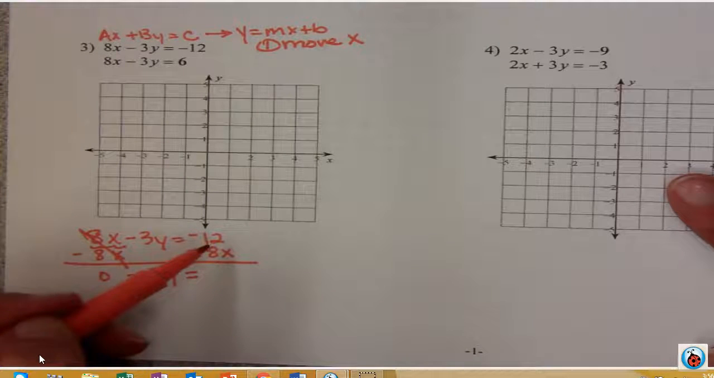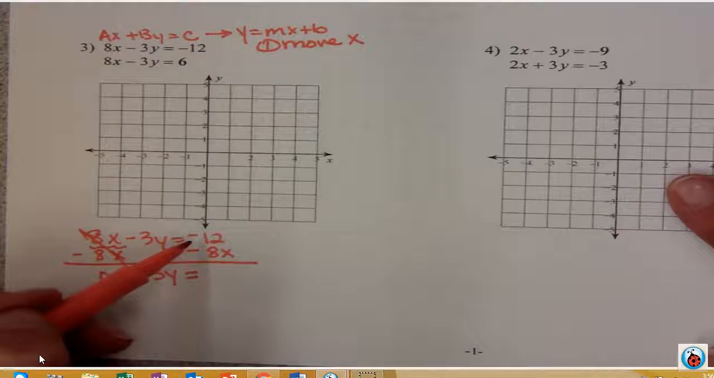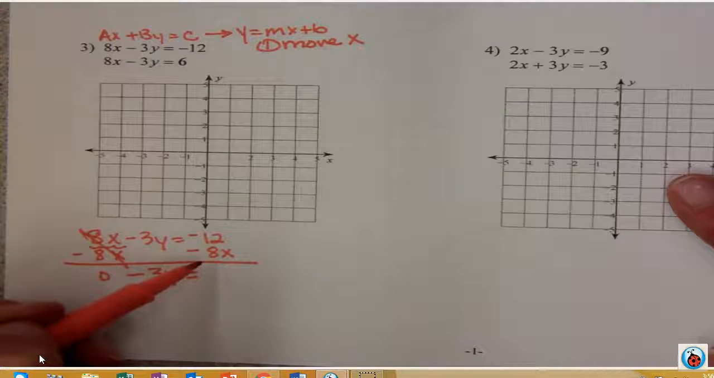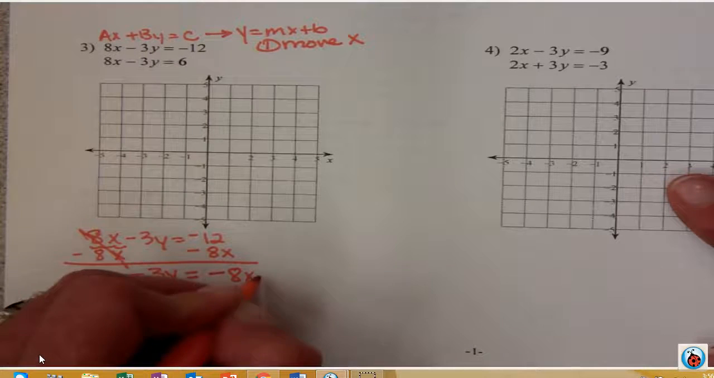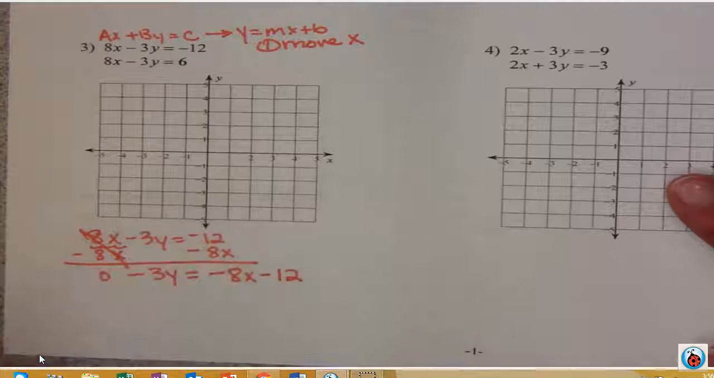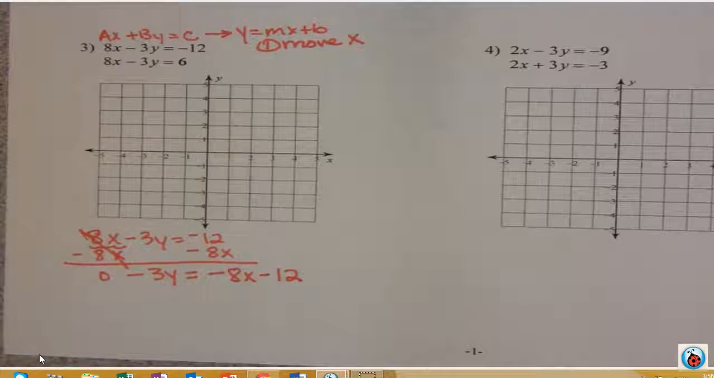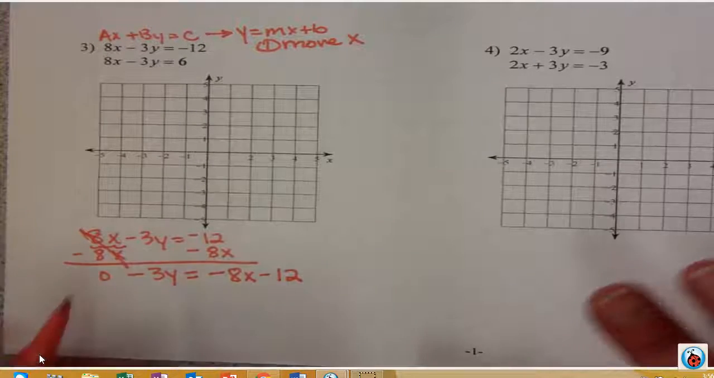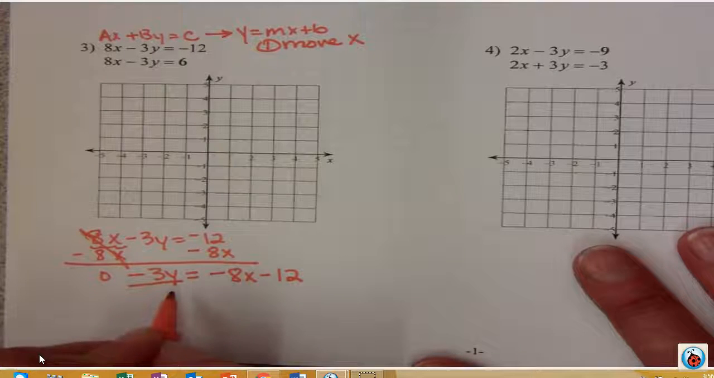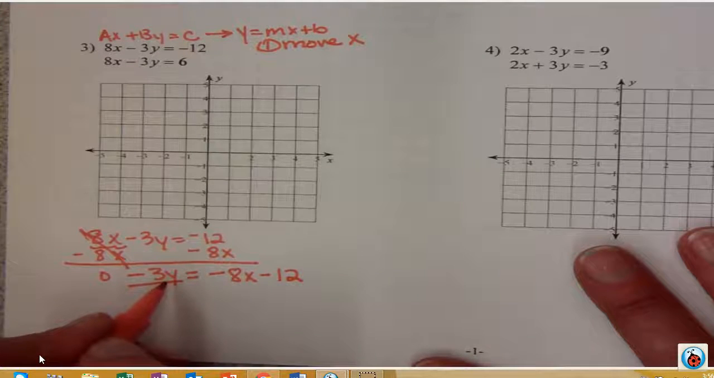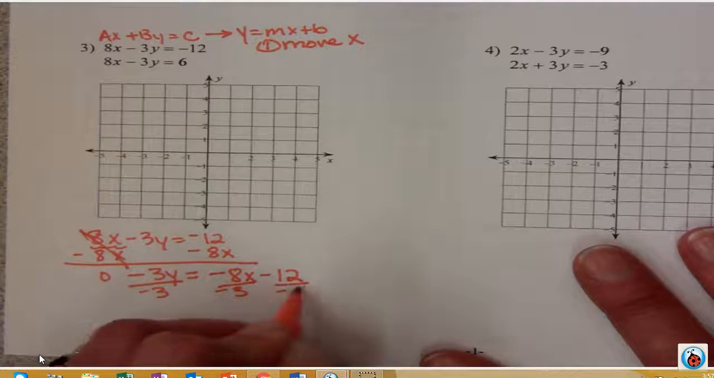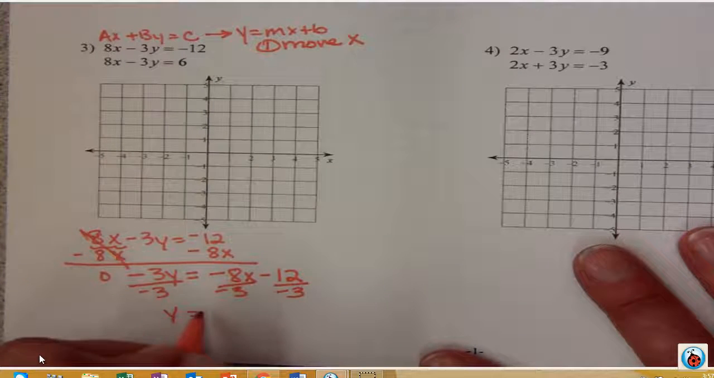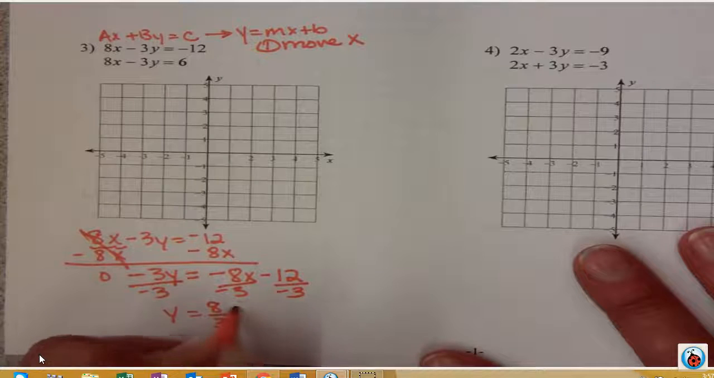I cannot combine these two because this is a number without a variable and this is a number with a variable. So I just put them side by side, and I'm going to say negative 8x minus 12. That's as simplified as it can get. My next step is, since this is 0, I'm not going to do anything with that. I'm going to divide by the coefficient of y, because my goal is to get y by itself. I'm solving for y. I'm going to divide by negative 3, and I get y equals positive 8/3 x.